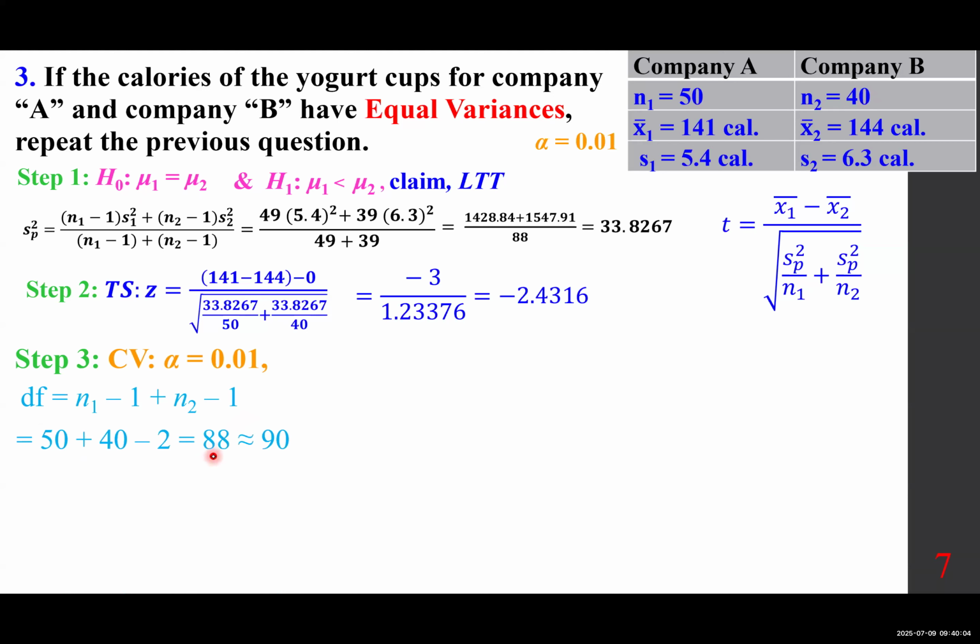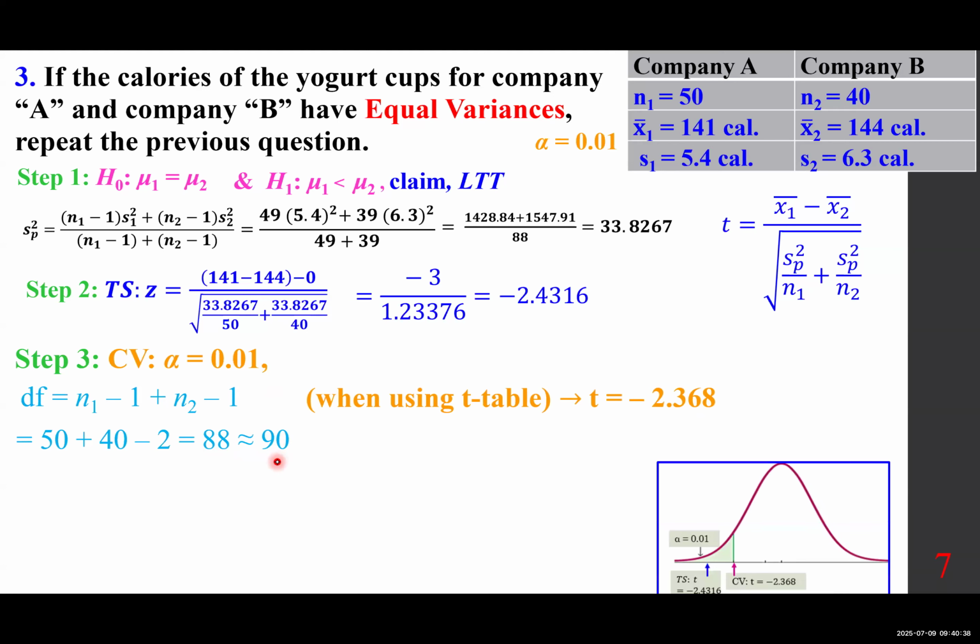Now, what happens again if you are going to use a table, limitation of a table, if you don't have 88, then you have to choose the closest number that the table gives you. And in that case, we are going to go with 90. So when using the t-table, if you're using technology, you don't have to worry about that. Make sure you give it 88, not 90. This is for the sake of the table and its limitation. And so t is -2.368.